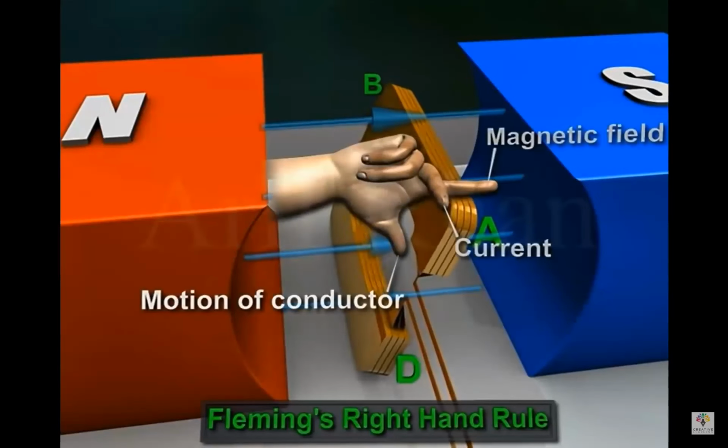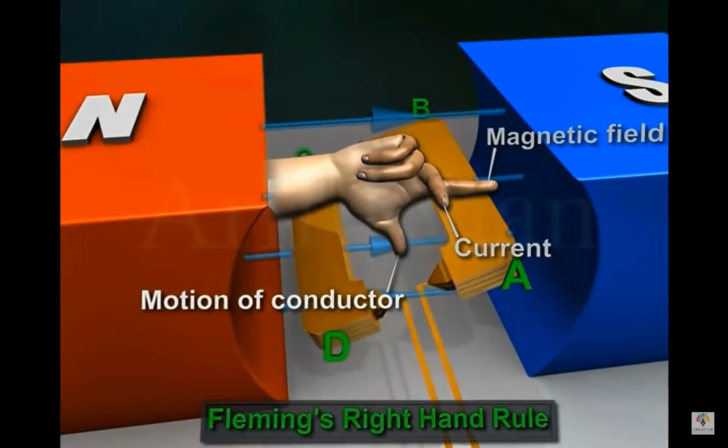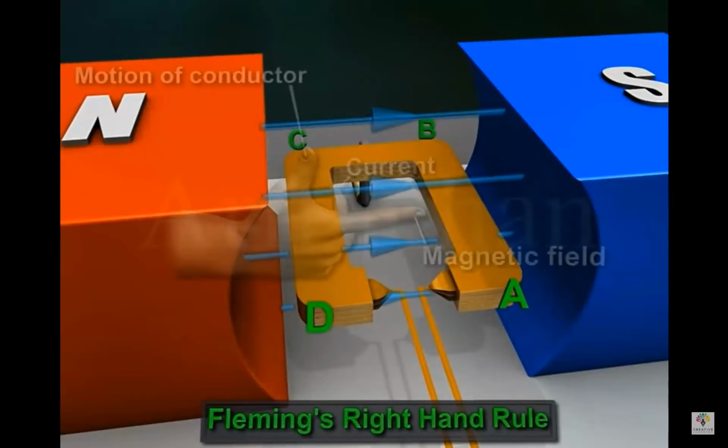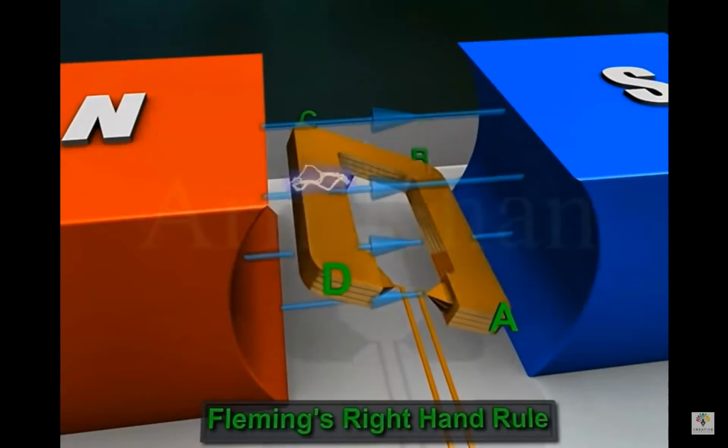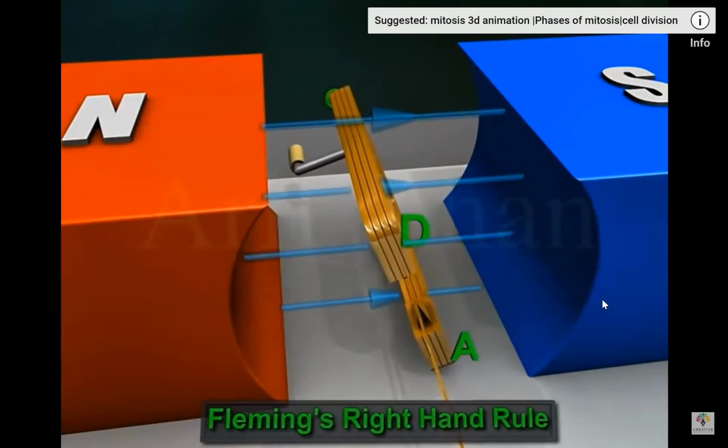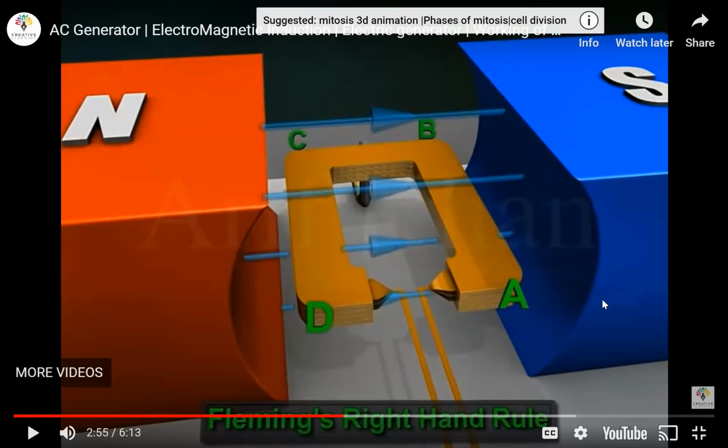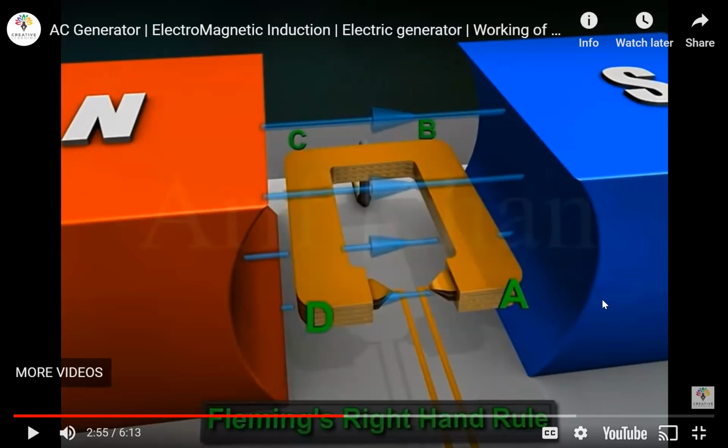According to Fleming's right-hand rule, the current will flow in the direction DCBA. Do you guys see that? Let's do it one by one, guys. Let's do BA first. First and foremost, your magnetic field line is supposed to point towards the right.